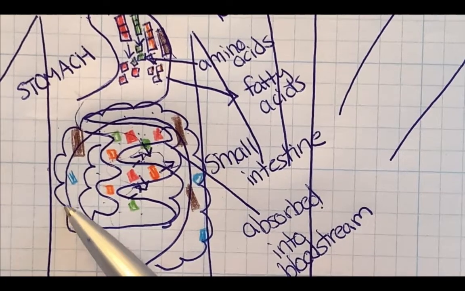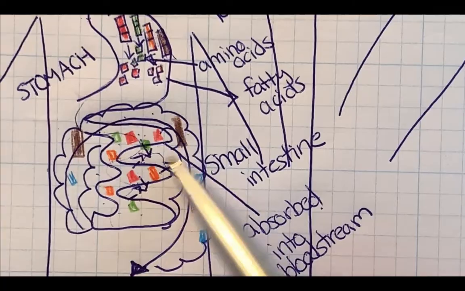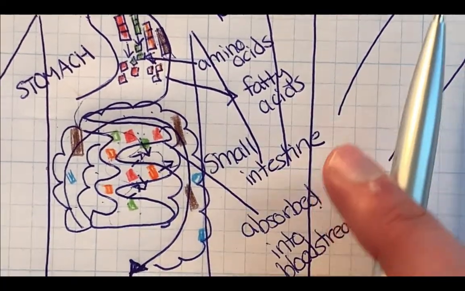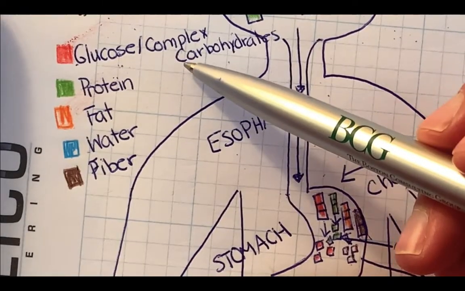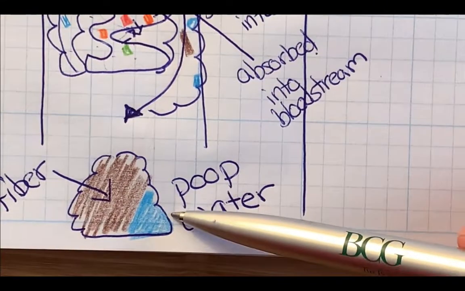Finally, the food goes through the large intestine. The remaining food molecules get absorbed, and it comes out the bottom. In a healthy digestive system, which of these food molecules are found in poop? Only fiber and water.